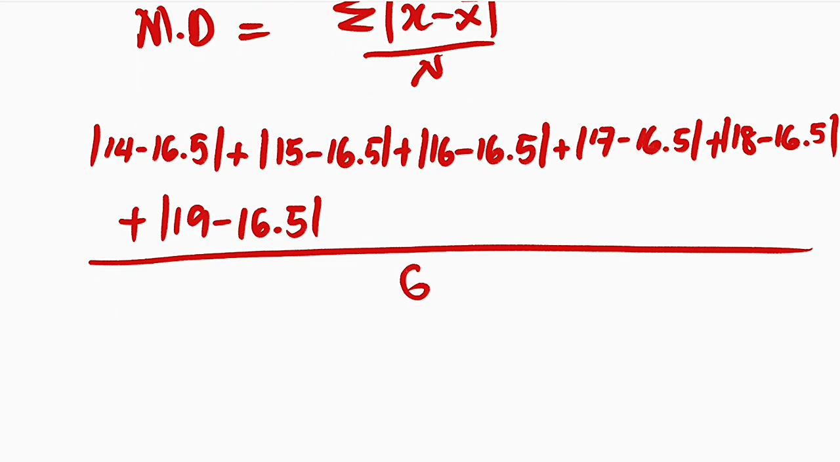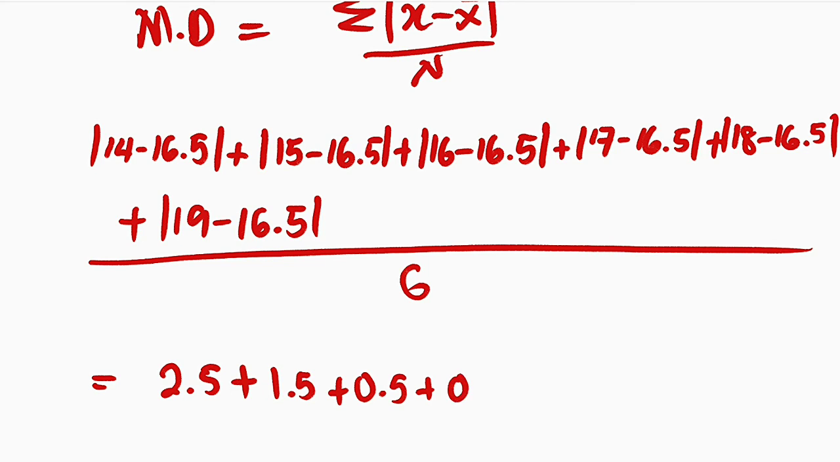So let us evaluate. We have 14 minus 16.5, which is negative 2.5, but in absolute form it will give us what? Positive 2.5. Then we have 15 minus 16.5, which is negative 1.5. In absolute form we have 1.5. Then we have 16 minus that, in absolute form, it will give us 0.5 plus 17 minus the mean is 0.5.